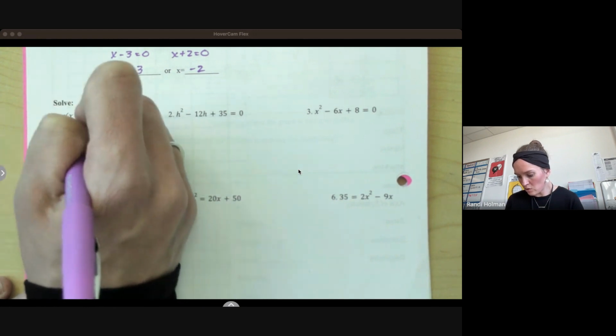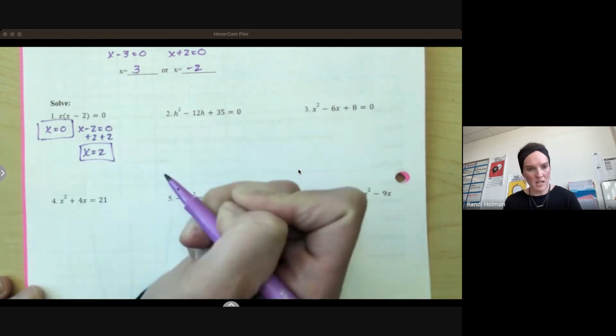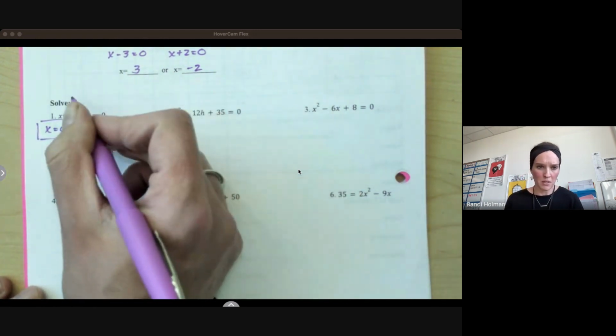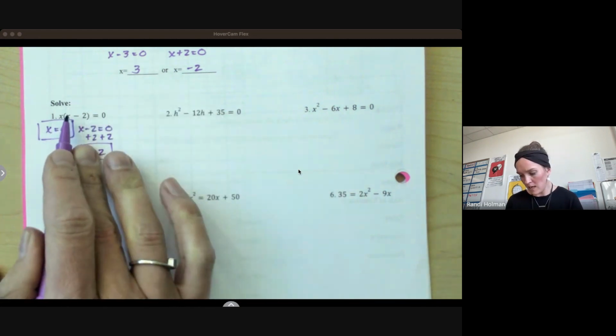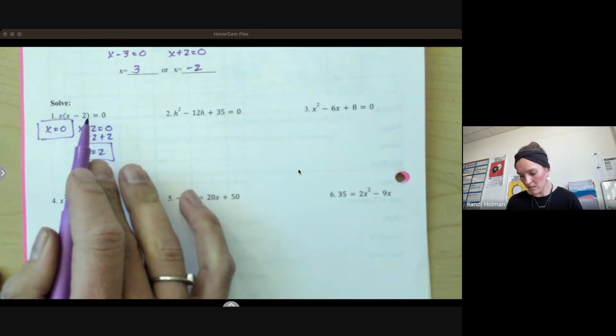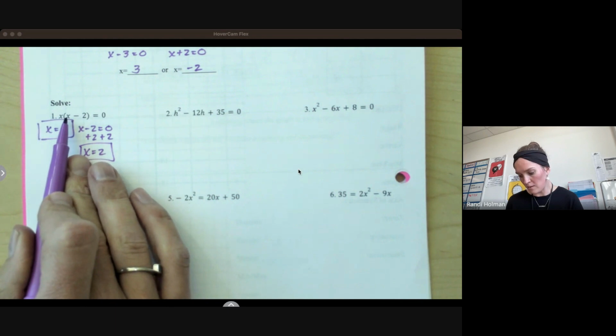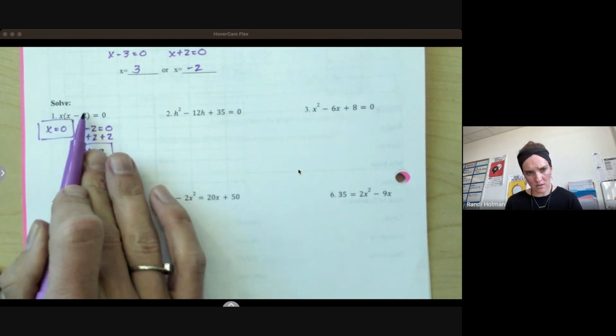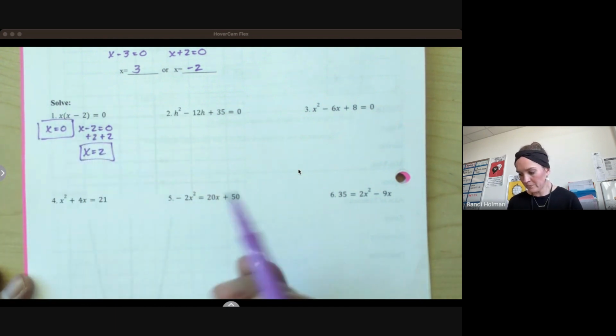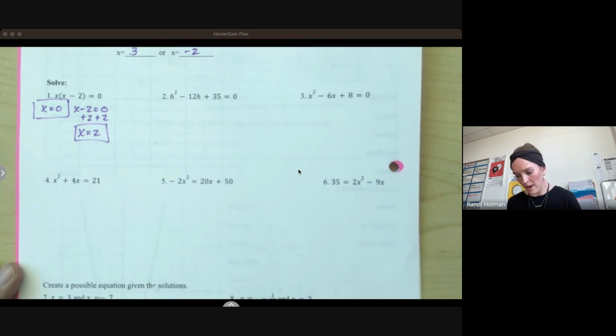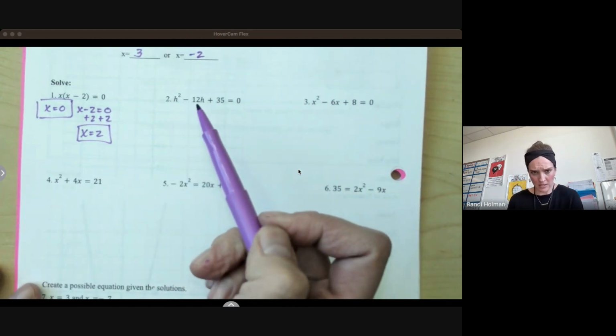So we get these two solutions, x is 0, x is 2. Now let's plug those back in, make sure they work. 0 times, I don't even care what that is, 0 times something is 0. If I plug in 2, 2 times 2 minus 2, well, 2 minus 2 is 0, so we also get 0 there. That one was already factored for us. What happens if it's not? Well, we'll just use our factoring techniques.